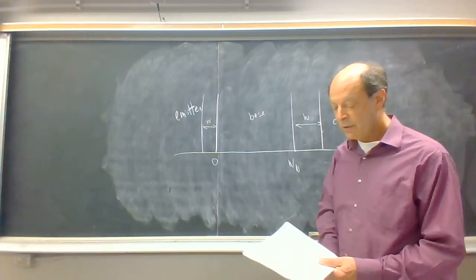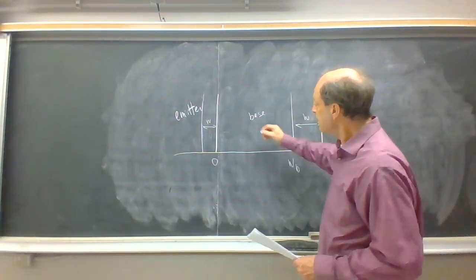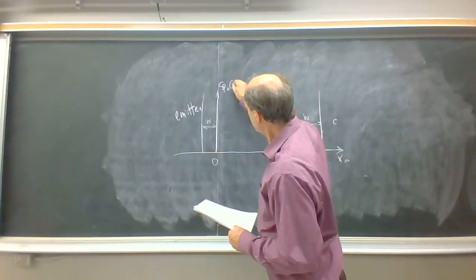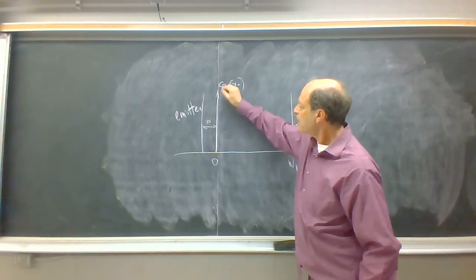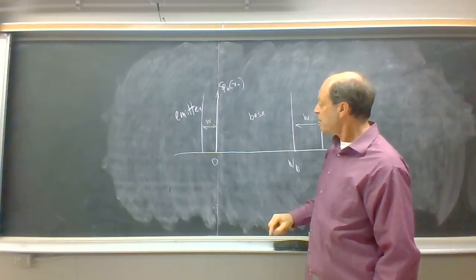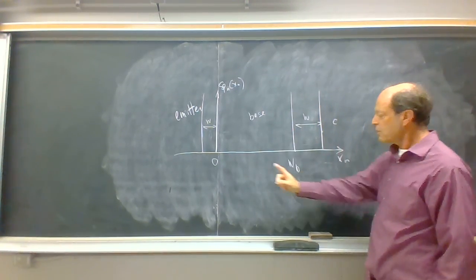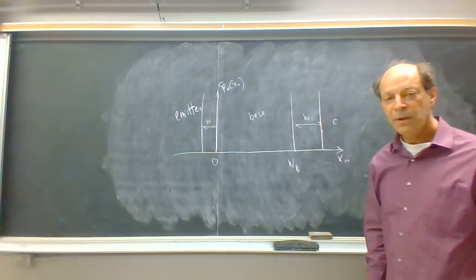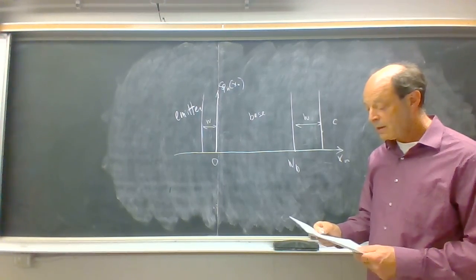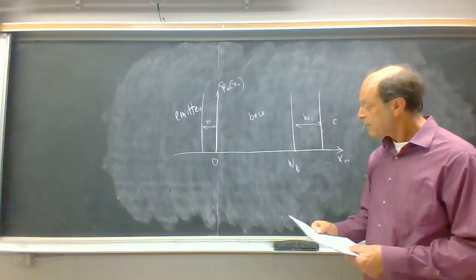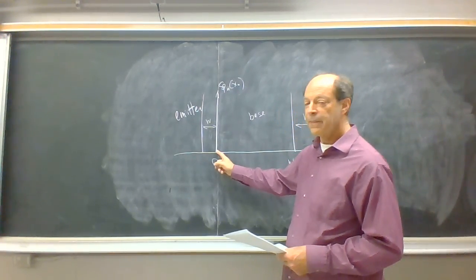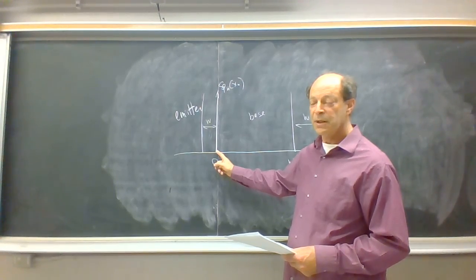So what we can do now is plot on the y-axis delta P sub n of xn. So what we're trying to find is the excess hole concentration in the base as a function of xn, which is the coordinate which goes between 0 and WB in the base. So the first question is, what are the boundary conditions? What is the excess hole concentration at the base emitter junction?